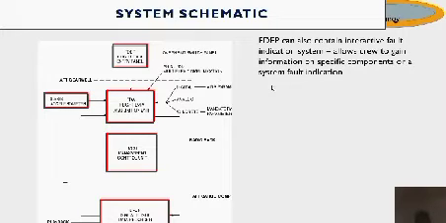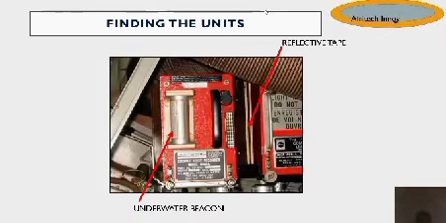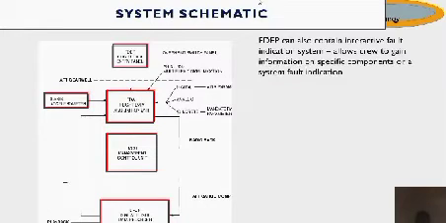FDEP can also contain interactive fault indication. FDEP, what is that? Okay. It contains the interactive fault indication system, which allows the crew to gain information on specific components or a system fault indication. Flight data entry panel, okay.